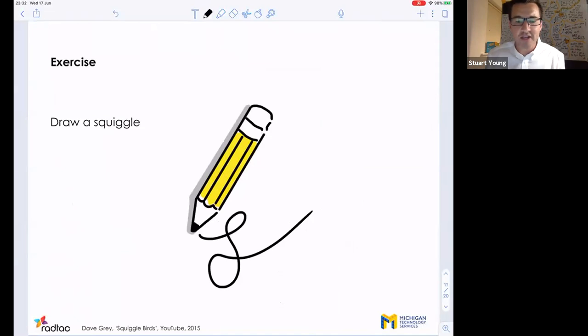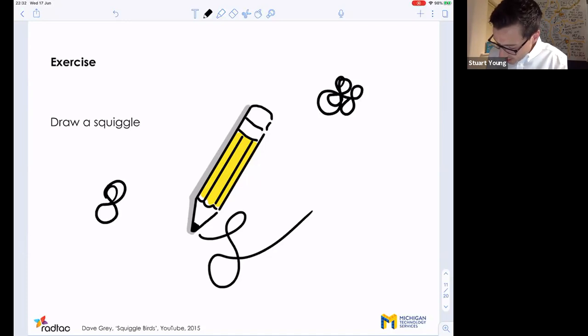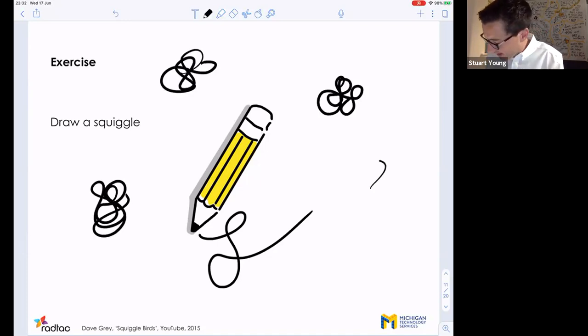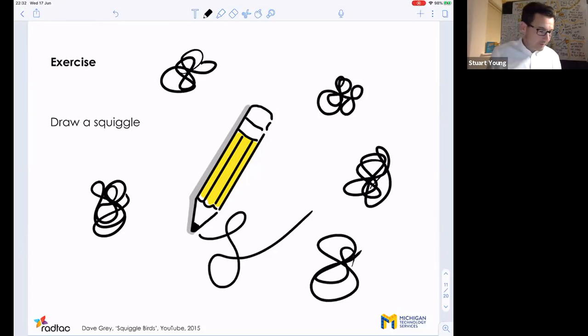Now is time for another exercise. I won't tell you what it's called, but it's by a gentleman called Dave Gray. I don't want to give it away straight away. I'll give full credit in a second to what it is. All I would like you to do is draw some squiggles on some paper. Some little squiggles like this. Any squiggle will do. Away you go. Not worried about how many squiggles you draw.